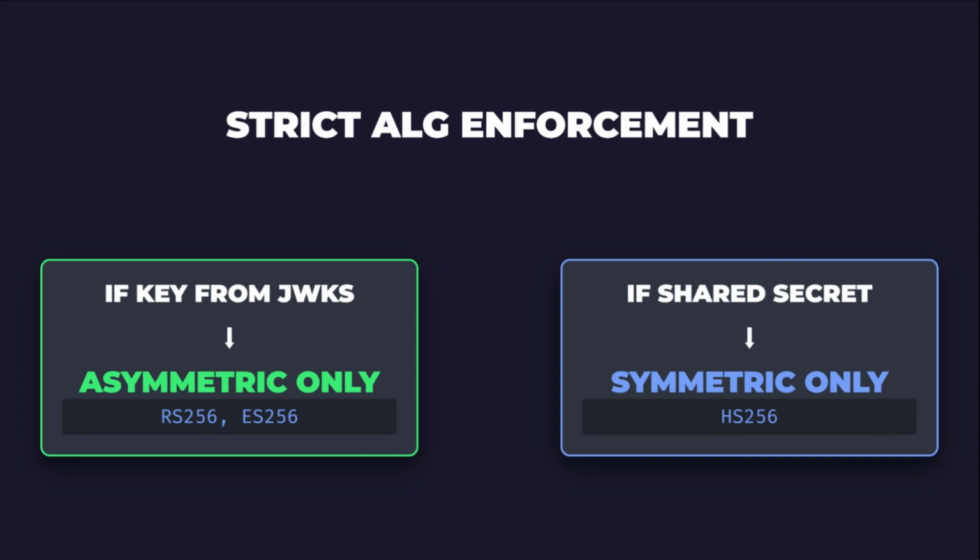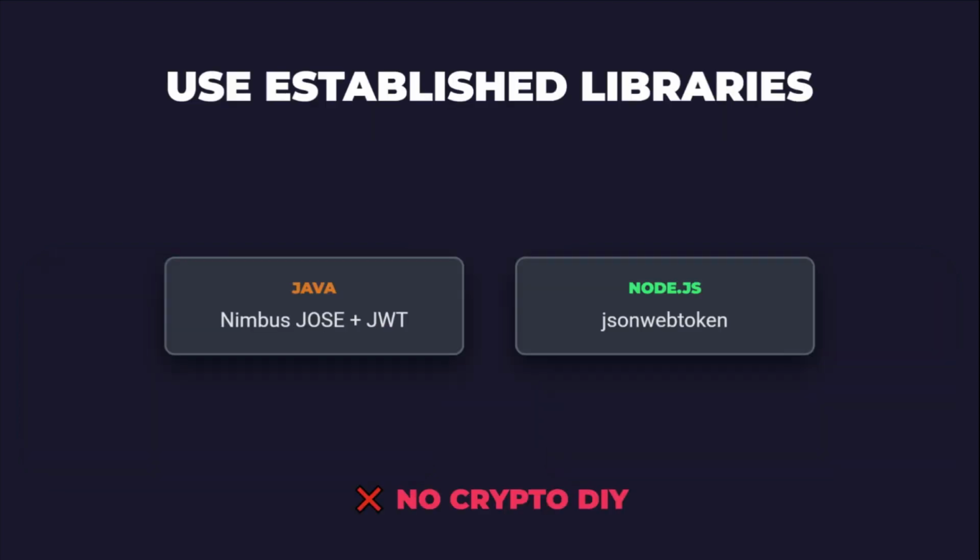If the key was retrieved from a JWKS endpoint, it must be treated as an asymmetric key, and only asymmetric algorithms are permitted. If the key is a pre-shared secret configured locally, only symmetric algorithms are permitted. Never allow the algorithm specified in the token header to dictate the verification method used by the system.